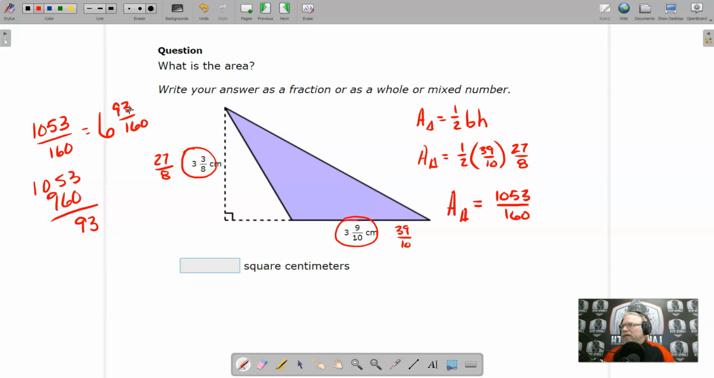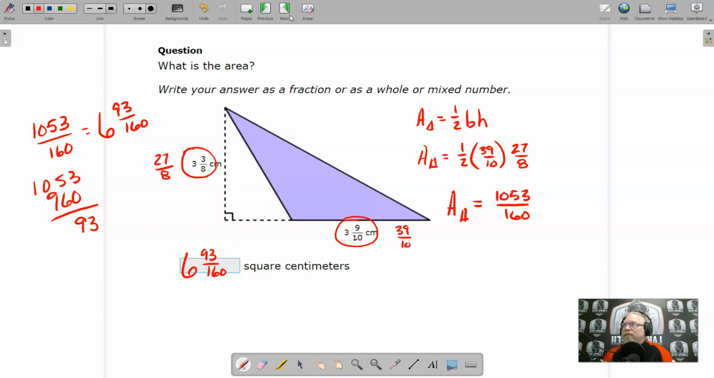93 will divide by 3, but 160, 1 plus 6 is 7. That will not divide by 3. I know it's tempting because you think, oh, can I get there by counting by 30s? But actually, you can't get to 150 counting by 30s, but I think that's it right there. So we're going to go ahead and go with 6 and 93 over 160. Seems like an unusual answer, but I did this activity.